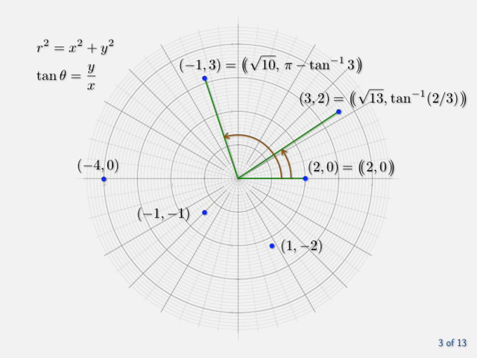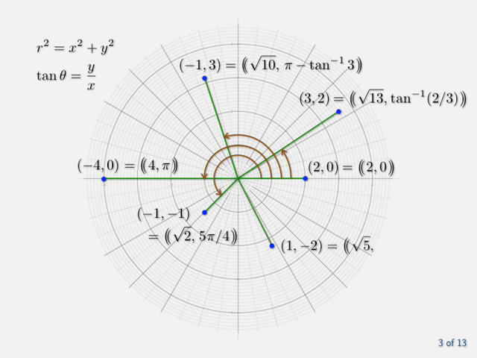The point (-4, 0) can be labeled with r equals 4 and theta equals pi. The point (-1, -1) has polar coordinates r equal to the square root of 2 and theta equal to 5 pi over 4. The point (1, -2) has polar coordinates r equal to the square root of 5 and theta equal to the inverse tangent of -2, which is the negative angle shown here.